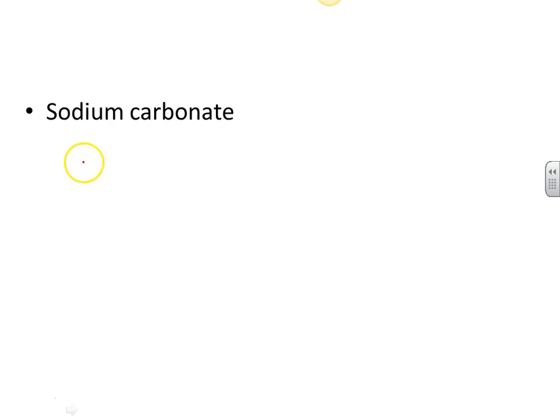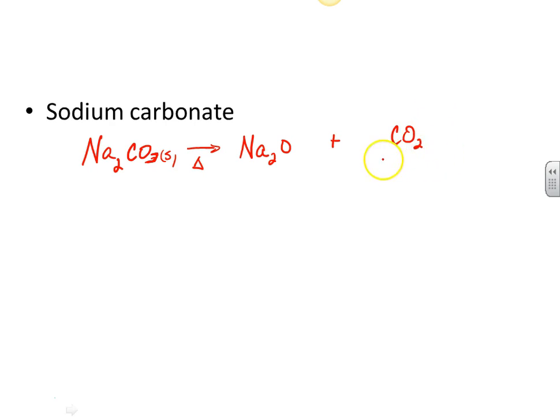Sodium carbonate is a second example, Na2CO3, solid, heated, would break apart into metal oxide, Na2O, plus carbon dioxide gas. Again, it's balanced as written. This would be a gas, this would be a solid.